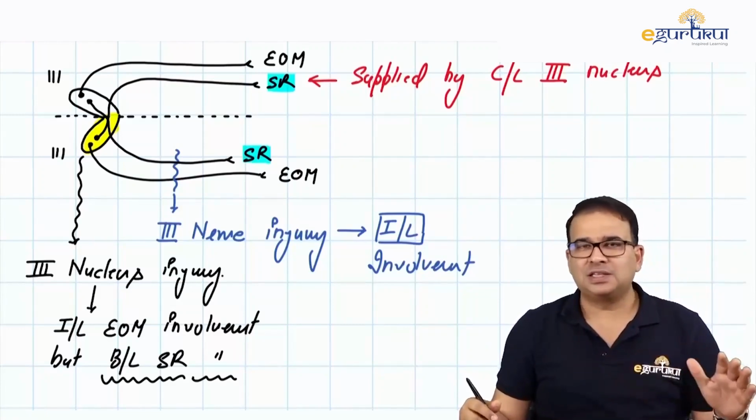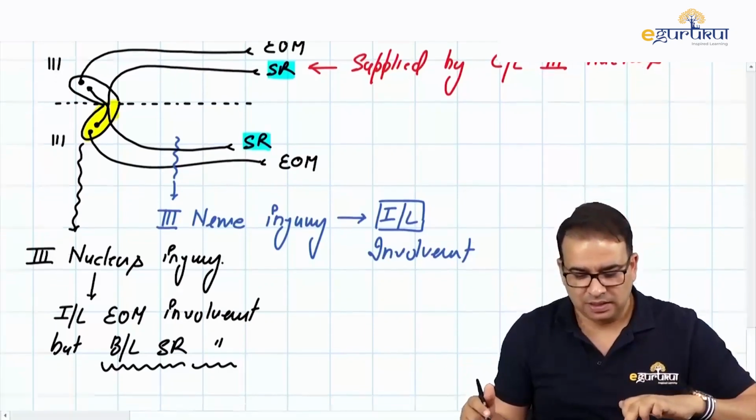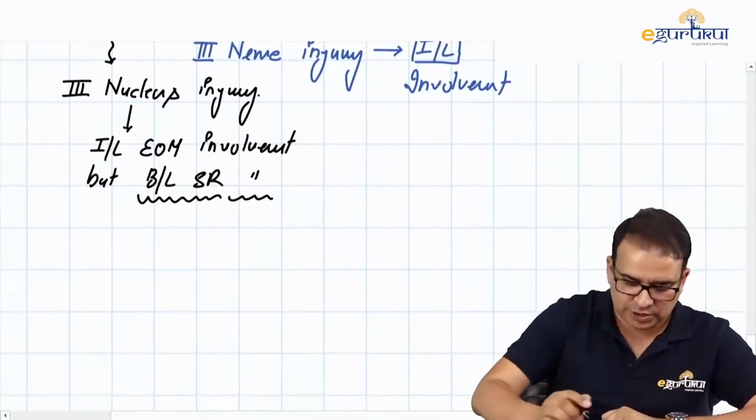Overall, if there is a third nerve injury, guys, what are the features? I mean, what are the clinical features that you will see in the injury to third nerve?